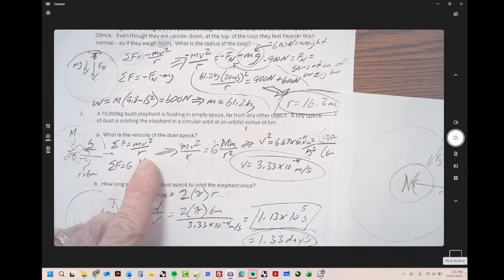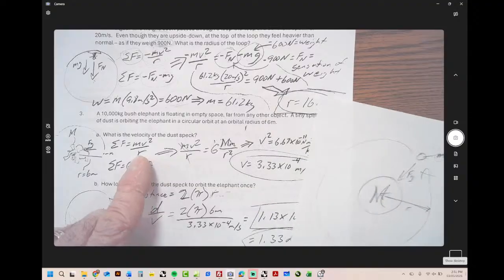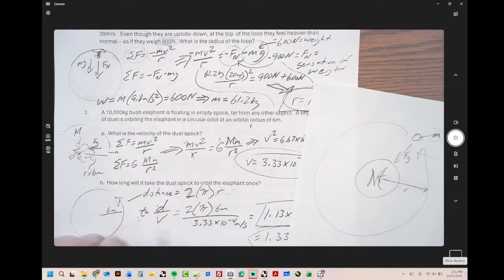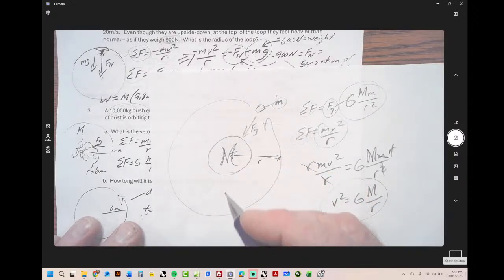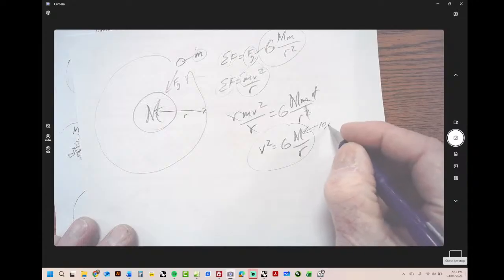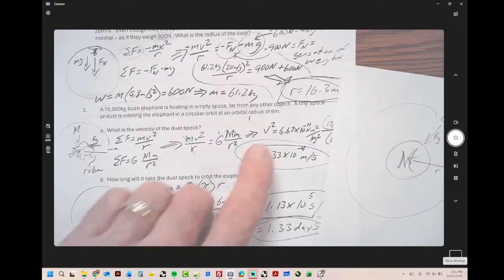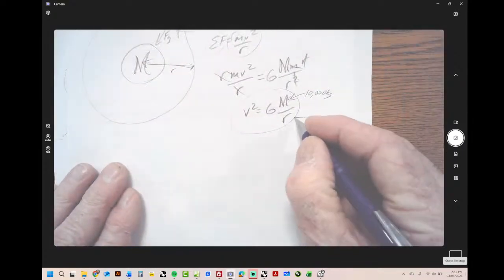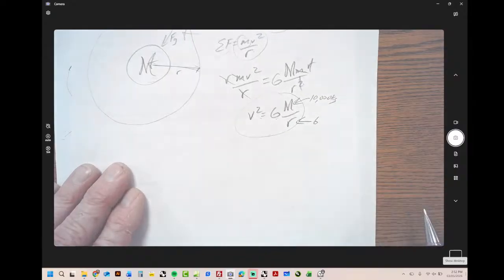I don't know if I'm going to use that first or if I'm going to use it second. So in this case, I can use it first. Let's see. Because the elephant, that's the thing that is being orbited. So I'm given its mass, so I can plug in 10,000 kilograms right there. And I'm given the orbital radius, that's 6, and G you're given at the beginning of the test, so you can solve for v.